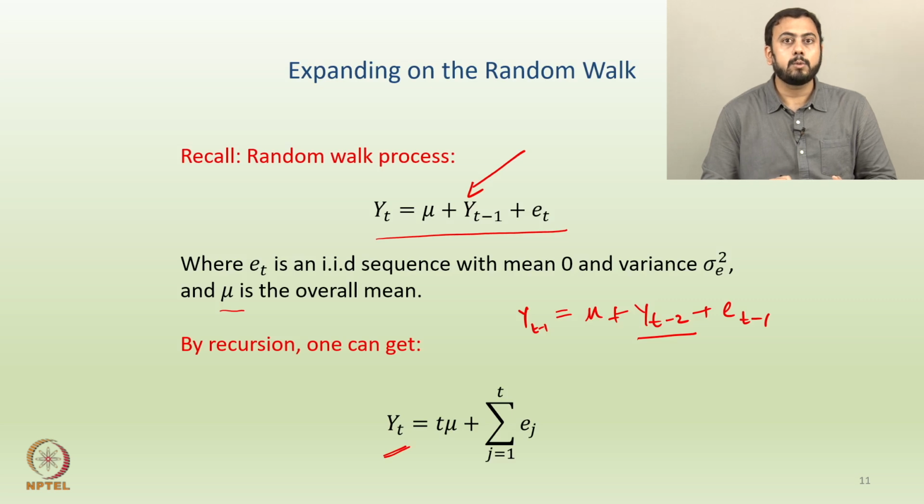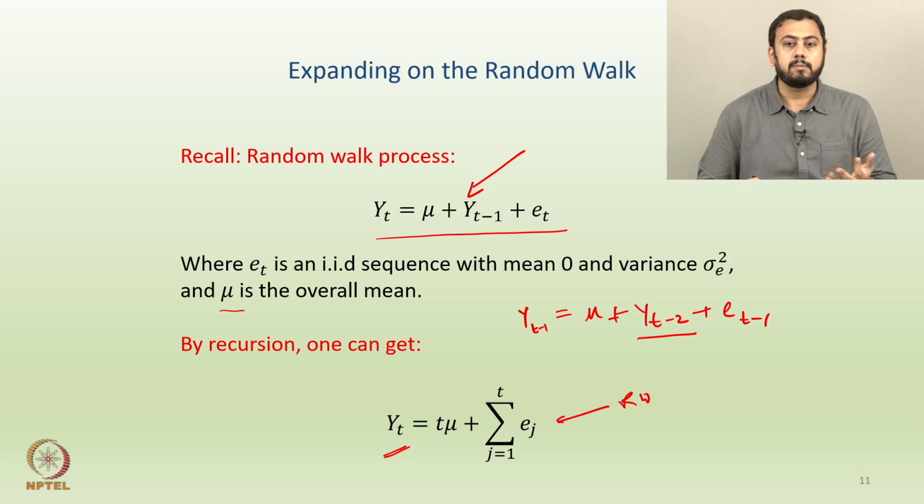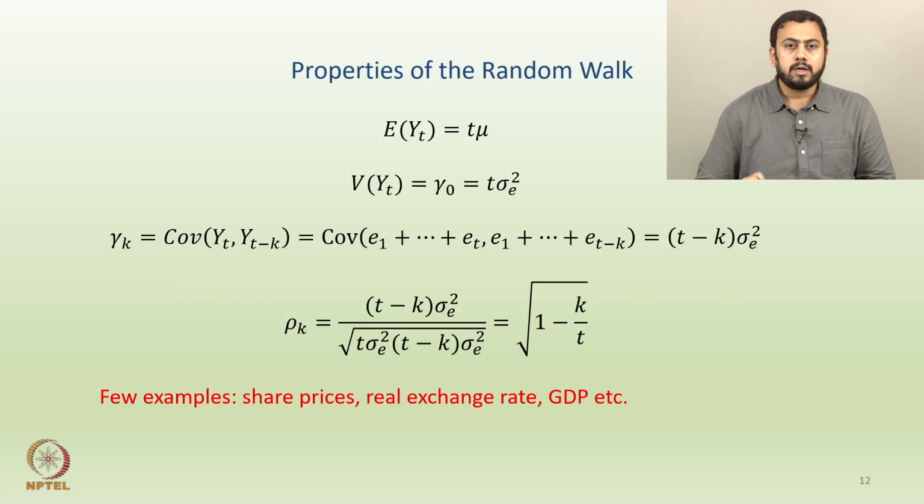So y_t is nothing but t mu plus the summation of all the error terms from 1 to t. So t mu plus summation of e_j, with j going from 1 to t. This is an equivalent representation of a random walk. Now we will quickly look at some of the properties of this random walk.